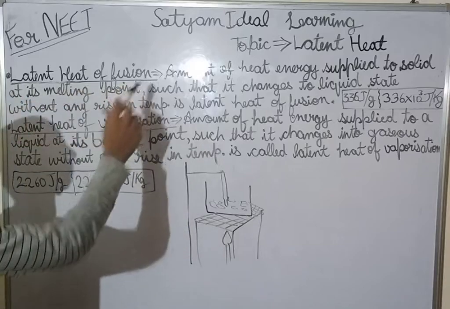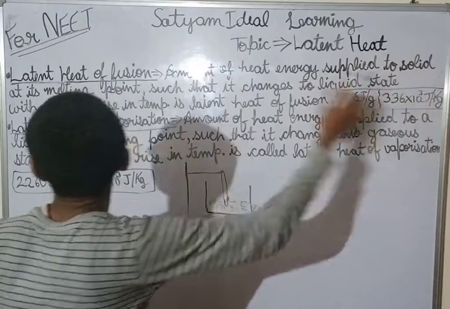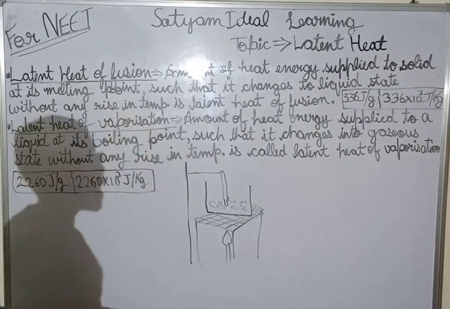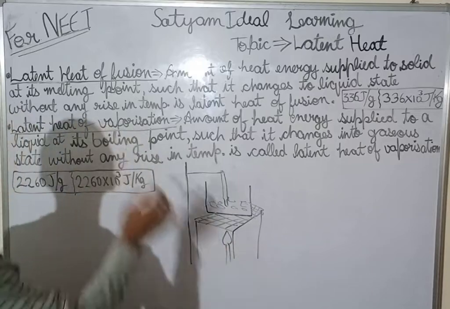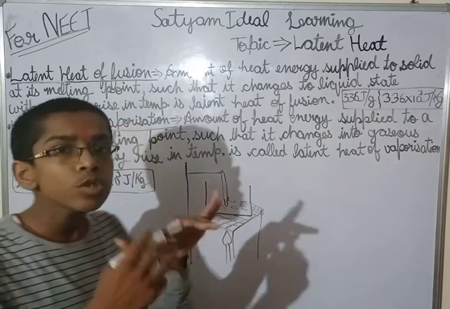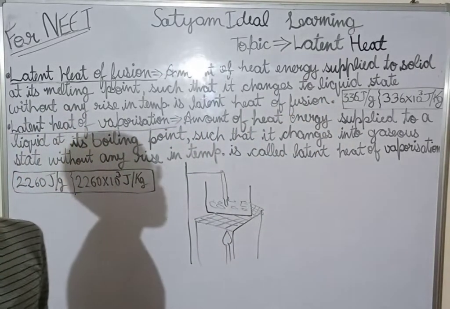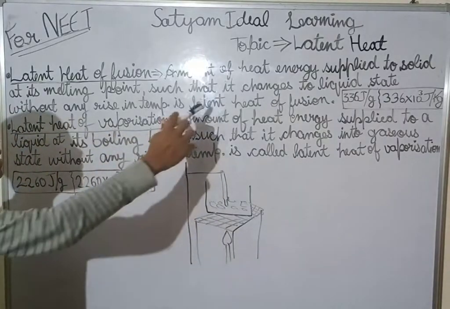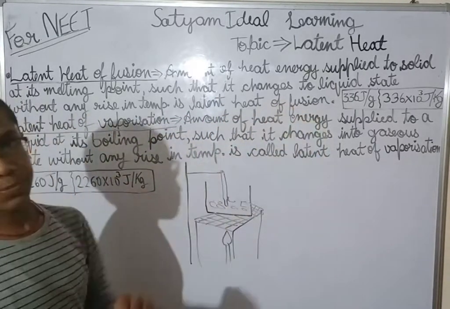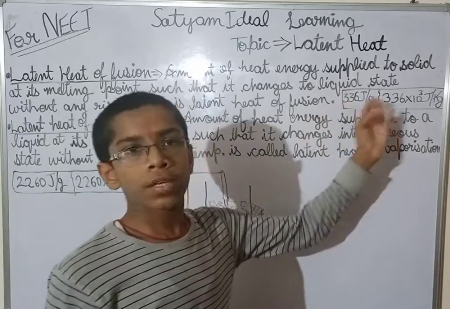See, now latent heat of fusion. What is latent heat of fusion? Amount of heat energy supplied to the solid at its melting point, and ice melting point is 0 degrees Celsius, such that it changes into liquid state without any rise in temperature. There is no rise in temperature, and that is known as latent heat of fusion. Clear this thing?